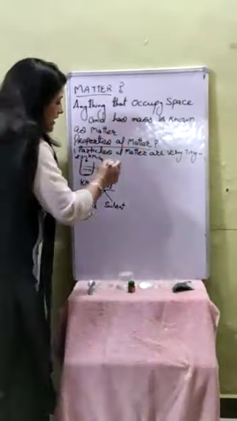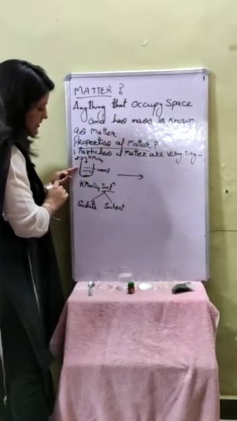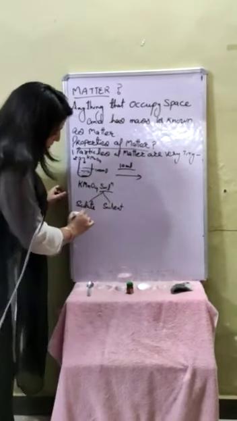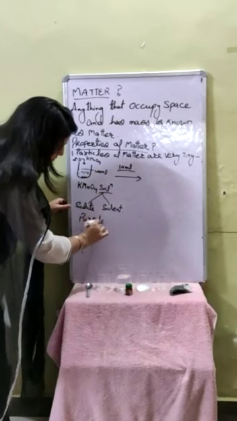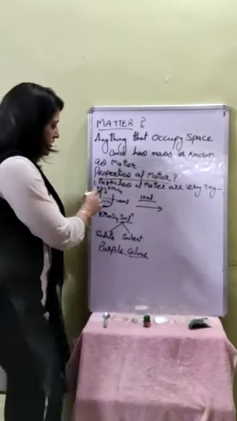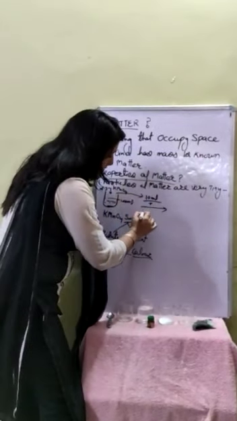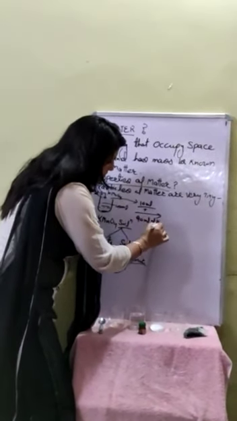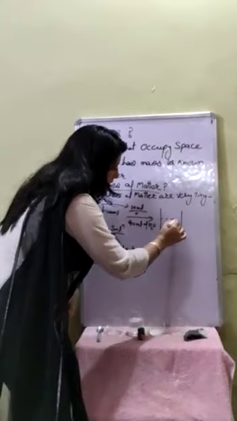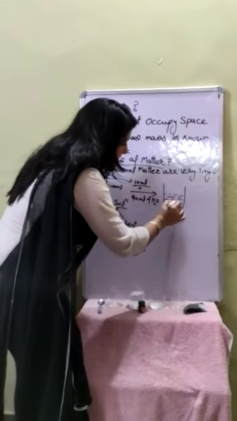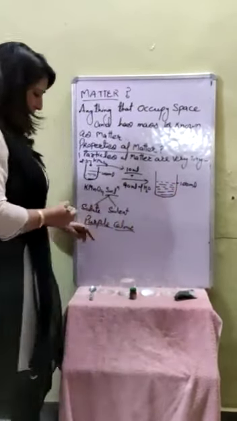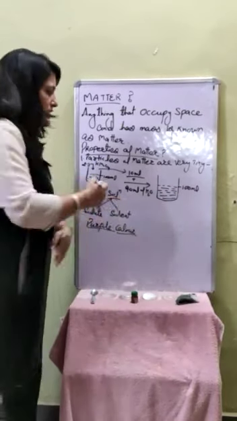Now this is a solution of KMnO4. I am taking 10 ml, and it has a purple color. I am taking 10 ml from this solution and adding 90 ml of water, making it a 100 ml solution. Now what we will see is that in this 100 ml solution, the color was purple and it changes to light pink.